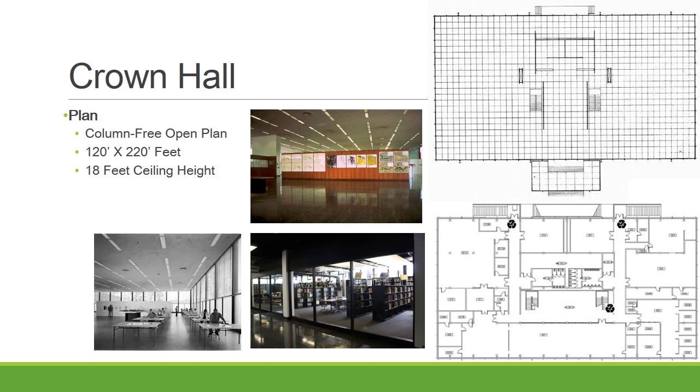The column-free open plan of the main floor of Crown Hall demonstrates Mies' innovative concept of creating universal space that can be infinitely adapted to changing use. Its expansive size of 120 feet by 220 feet in floor area with a ceiling height of 18 feet allows individual classes to be held simultaneously, without disruption, while also maintaining creative interactions between faculty and students.